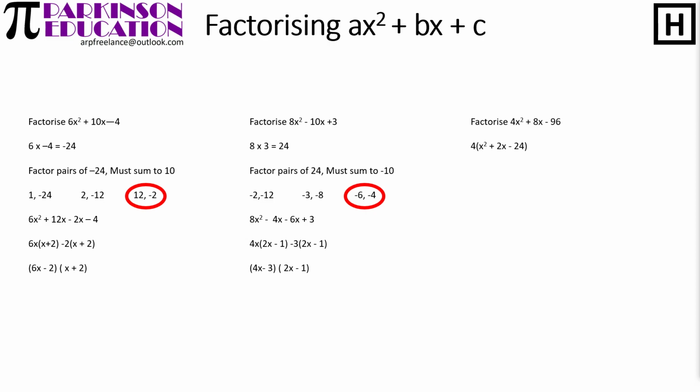Sometimes you might get something along the lines of 2x squared at the start. In that case you'd have to use the AC, but this, we can just factorise it. We're looking for two numbers that multiply to minus 24 and sum to 2, which is going to be plus 6 and minus 4, which gives me this: 4 times x plus 6, x minus 4.